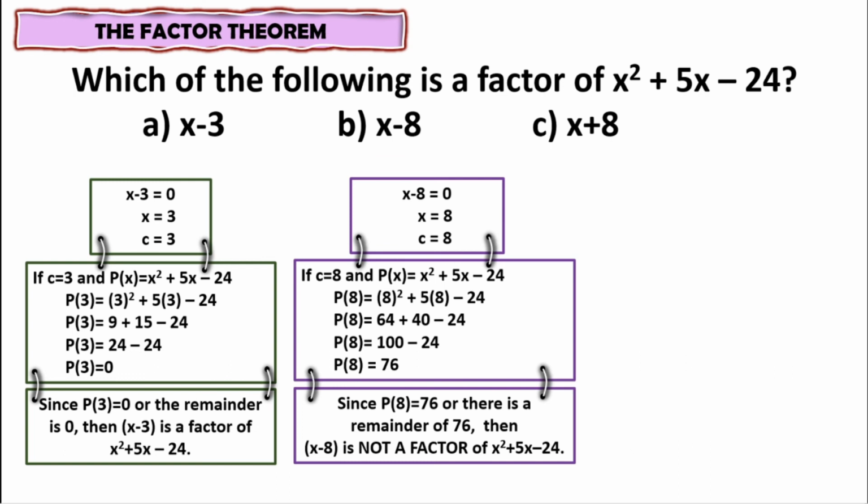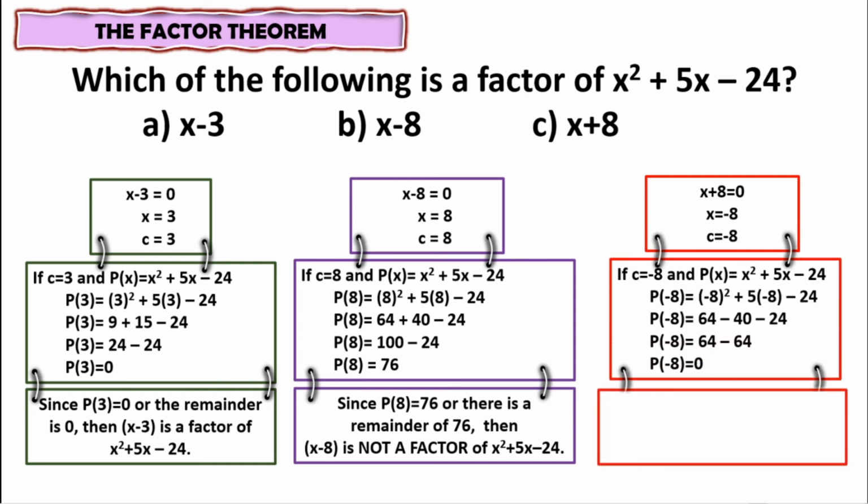What about x plus 8? If x plus 8 is equal to 0, then x is equal to negative 8, or the value of c is equal to negative 8. Since the remainder is 0, or p of negative 8 is equal to 0, then the binomial x plus 8 is a factor of x squared plus 5x minus 24.